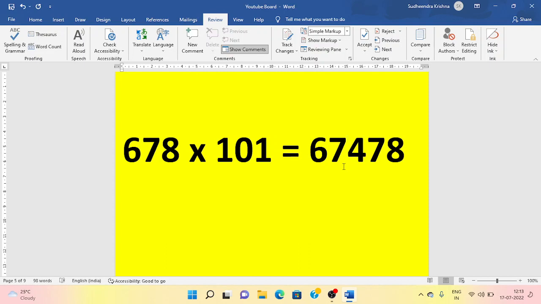On the left side of 4 you have 7. 7 plus 1 carry will give you 8. So this is the required answer. So 678 into 101 is equal to 68,478. It's as simple as this.